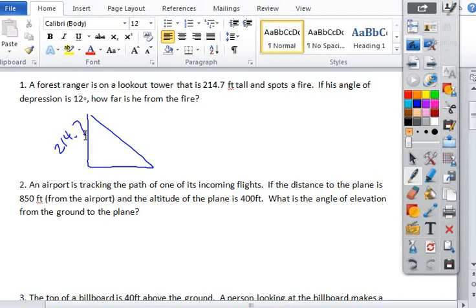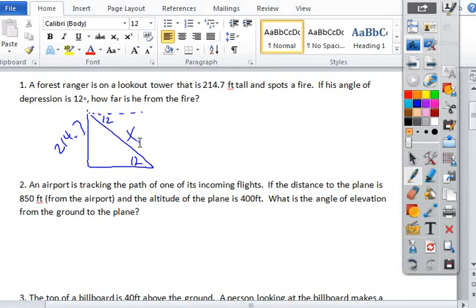All right. If his angle of depression is 12, well, angle of depression, remember, starts right there, outside the triangle. But where do we always wind up with it? Bottom. Angle of elevation or depression will always be in that bottom right corner. It says, how far is he from the fire? Where is he at? He's at the top. He's up here. And the fire's down here. How far is it from him to the fire?